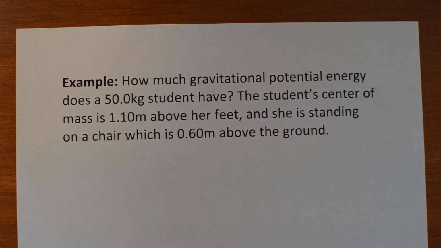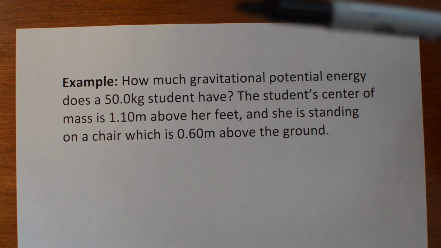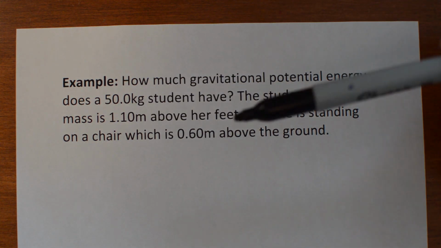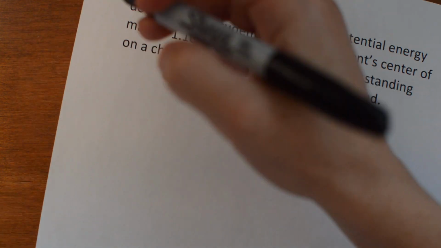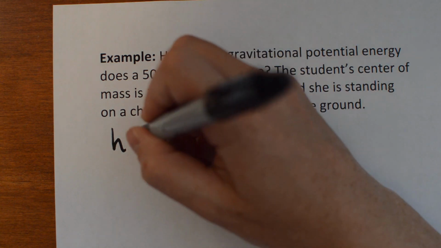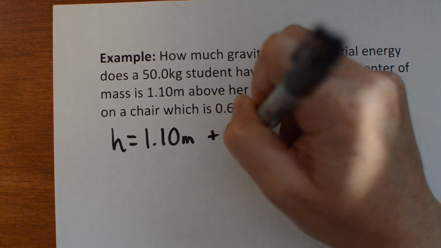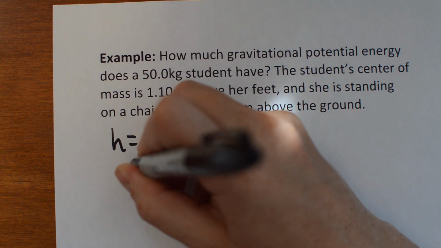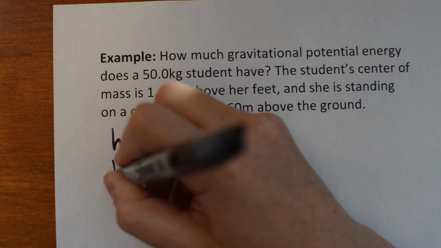So let's say you have a 50 kilogram student who is standing on their chair. Her center of mass is 1.1 meters above her feet. She's standing on her chair, which is also 0.6 meters above the ground. So that means her height above the ground is going to be the 1.10 meters plus another 0.6 meters, or in other words, her height will be 1.7 meters above the ground.